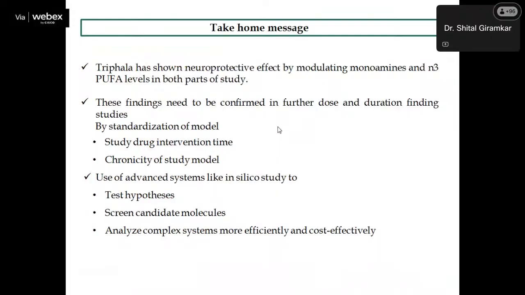and the mechanisms in detail will help to test the hypothesis in a proper way. Then to screen the candidate molecules, like we have evaluated 7 bioactives, and to analyze the complex system more efficiently and cost effectively, we can take help of in silico studies too. So this was the overall presentation.